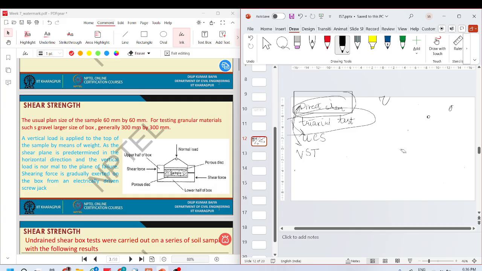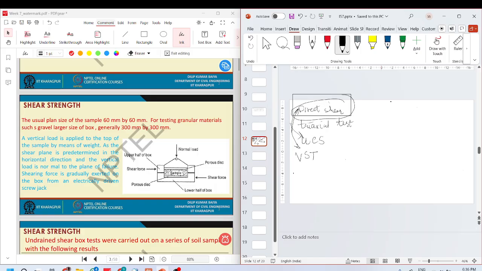I will not go much into the details of the tests, but one thing you should know is that the failure plane is forced. The second thing you should know is that we usually perform this for sands because it does not have the ability to tell us about the changes in the pore water pressure.